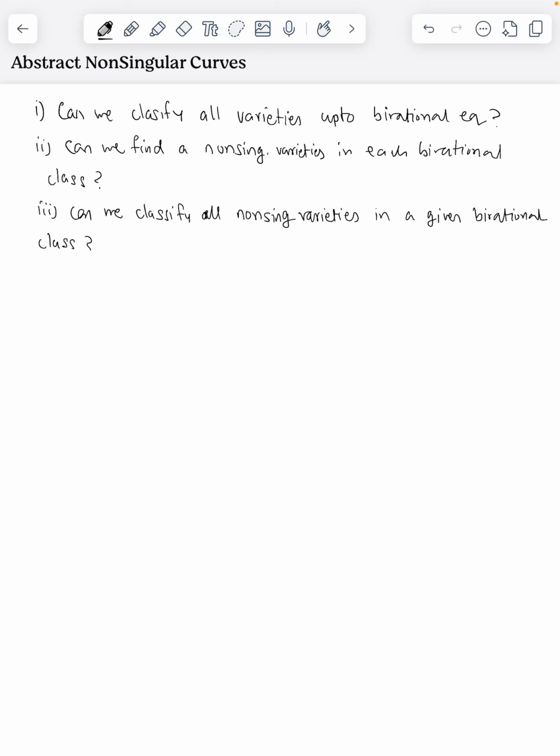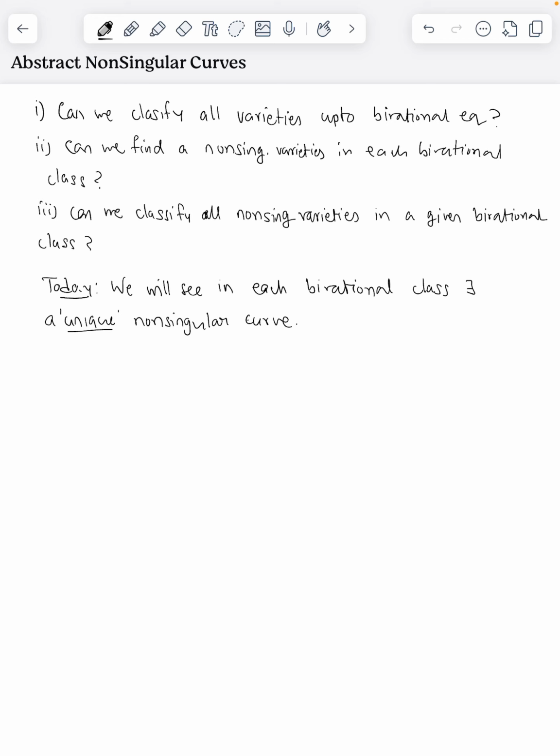So the answer for this today, we will see, is that in each birational class there exists a unique non-singular curve. And we will in fact show the equivalence of the following categories.